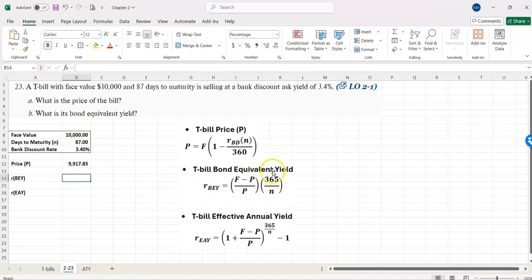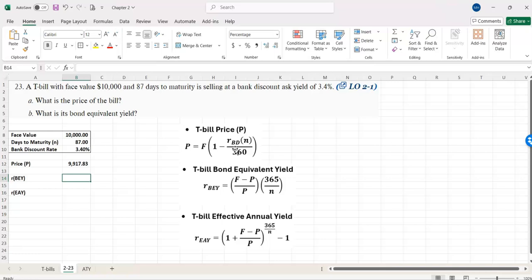So now to calculate the bond equivalent yield, it's face minus price divided by price. So 10,000 minus price divided by price. If you've looked at the slides, the slides show 10,000 for the face, and that's not always the case. And then that's multiplied by 365 divided by N.